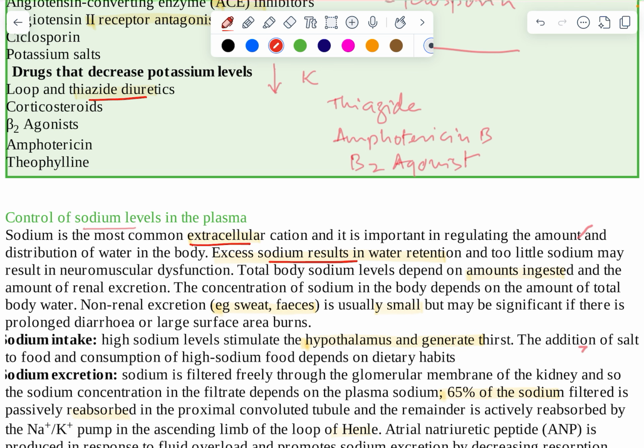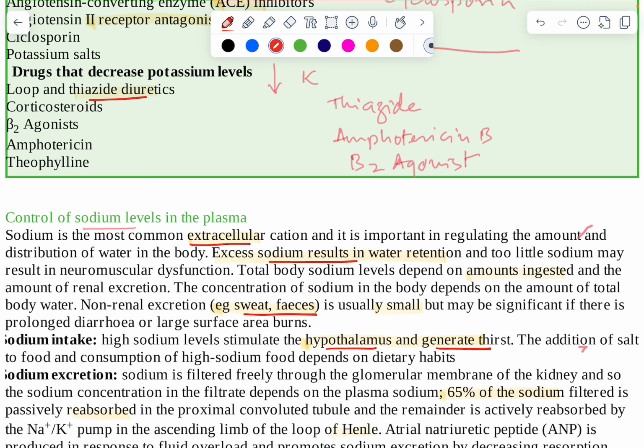Total body sodium depends on the amount of ingestion and renal excretion. The concentration of sodium in the body depends on the amount of total body water. Non-renal loss in sweat and feces is small but significant. When sodium intake is low. High sodium intake stimulates the hypothalamus and generates thirst.